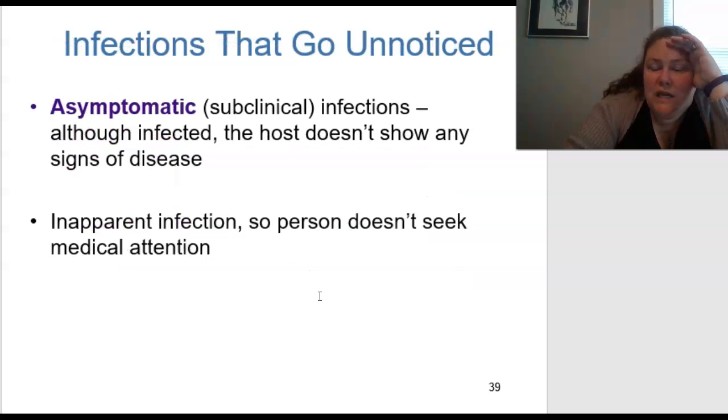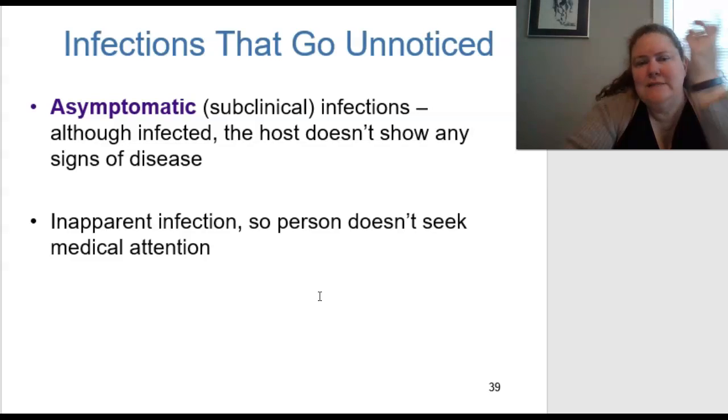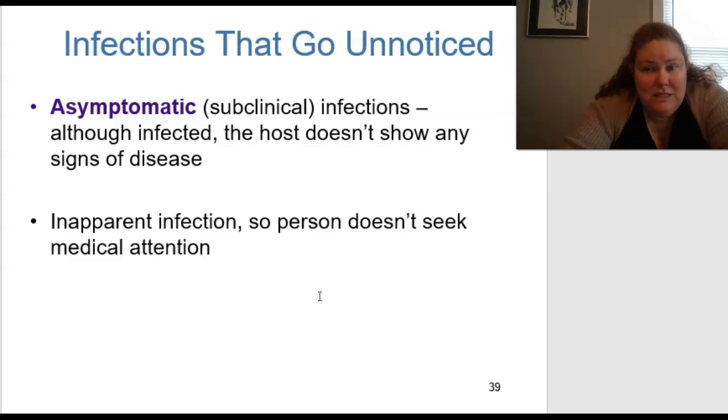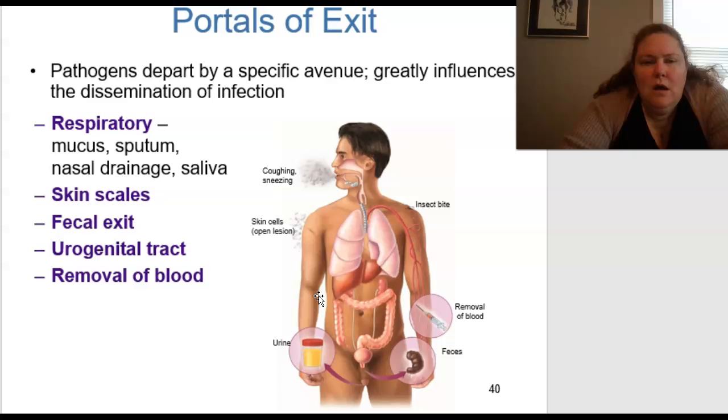What about infections that go unnoticed? Well, these are called asymptomatic or subclinical infections. And although you're infected, the host doesn't necessarily show any signs of the disease. So it's an inapparent infection. So the person doesn't necessarily seek medical attention because they don't know that anything is wrong. Think of COVID carriers in 2020, right? They don't think anything's wrong, so they don't go get treated, and then they're like a super spreader, right?